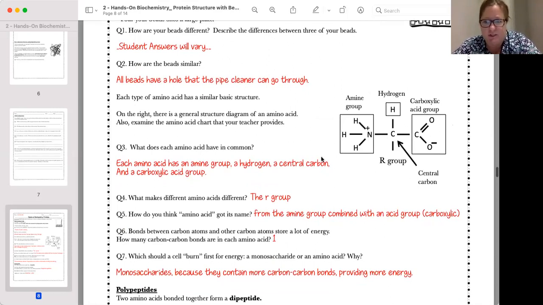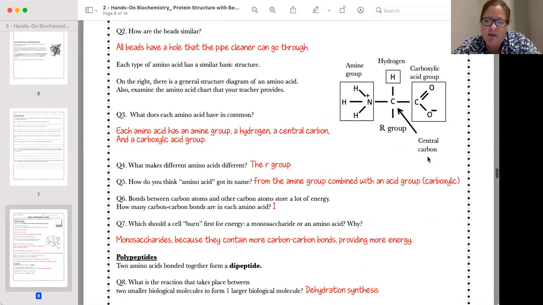There you go. We just said it. The basic structure is what they have in common, and the thing that makes them different is this R group right here. The amino acids got their name from the amine group, and this is an acid, so amino acid.